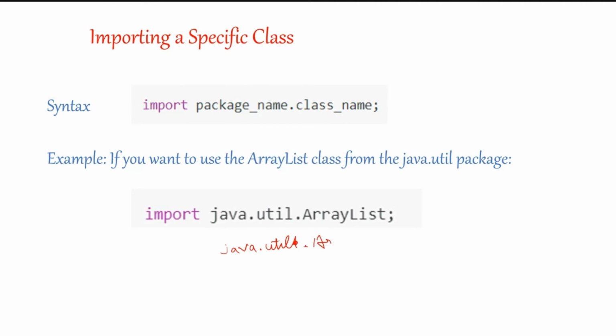So this way, this ArrayList class, by the way, is an actual class in the utility package. This class would be imported in your program. When it is imported, obviously you will create objects of these classes as required. So this way you can import a single class in your program.